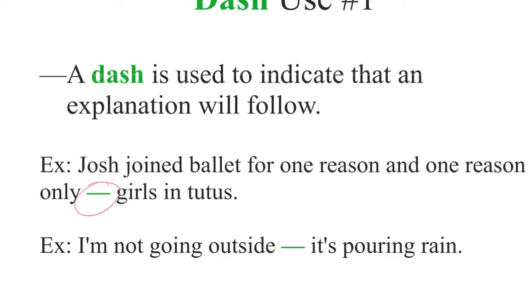Second example: I'm not going outside—it's pouring rain. Again, the dash is a little more dramatic. It separates the two ideas. It's sort of an emphatic explanation of why we're not going outside. So there's a little more oomph to a dash than there is to a colon. One way you can think about a dash being used in this way is that it can stand in for the phrase "that is to say." So: Josh joined ballet for one reason and one reason only—that is to say, girls in tutus.